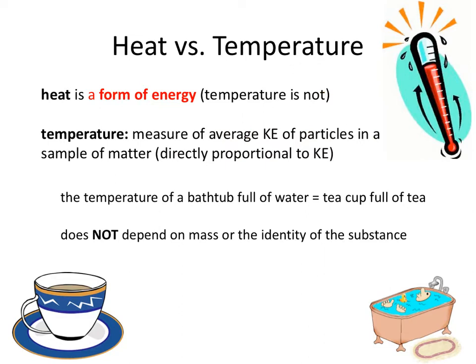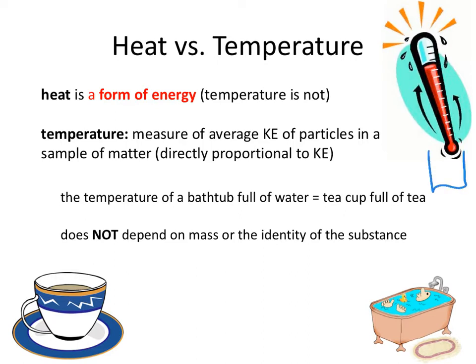So first of all, heat is a form of energy. Temperature is not. Temperature is actually a measure of the average kinetic energy of the particles in a specific sample. And as we know from kinetic molecular theory, our kinetic energy is going to be directly proportional to our temperature. So the higher our temperature, the more quickly our particles are moving.